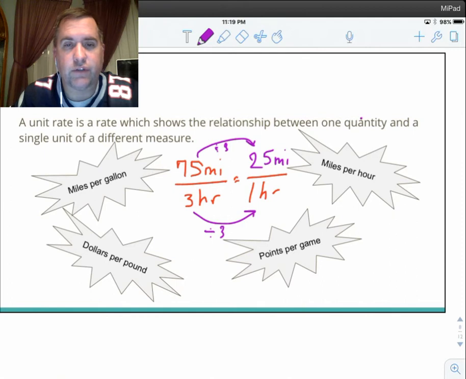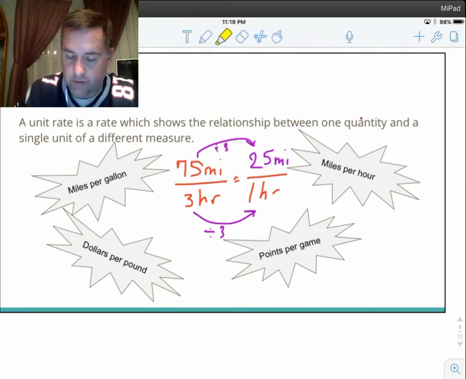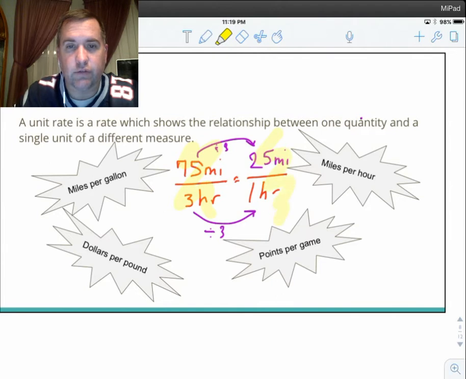If something travels 75 miles in 3 hours, then it's traveling approximately 25 miles per hour, and that being the unit rate. So we have the rate here, and then the unit rate over here.